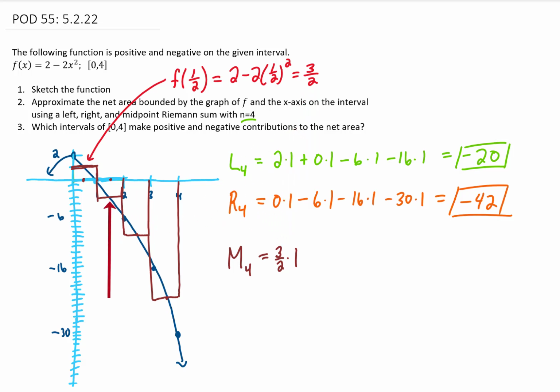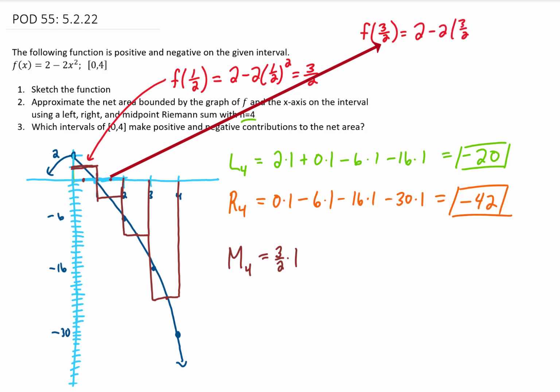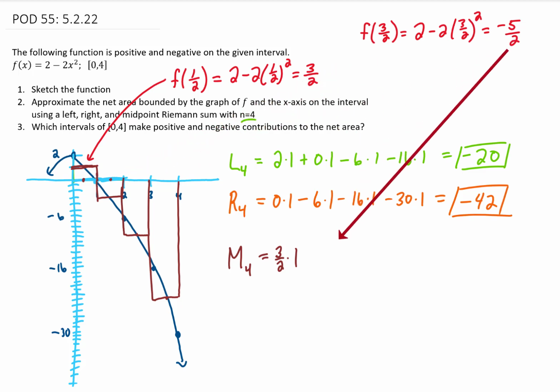The height of our second rectangle is going to be given by the function value when our x value is halfway between 1 and 2. That's an x value of 3/2. So we'll plug x equals 3/2 into our original function. I'm getting a height of negative 5/2 from that function. So that means that the area of this rectangle in our Riemann sum is negative 5/2, that's its height, times a width of 1.